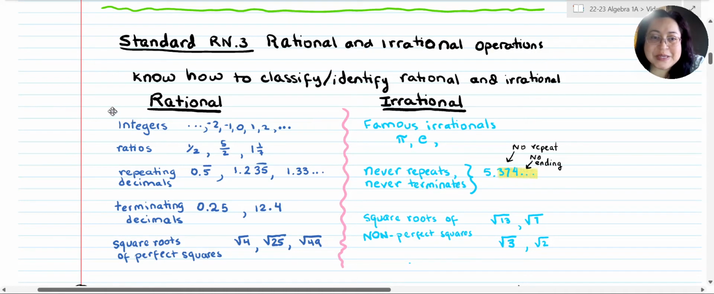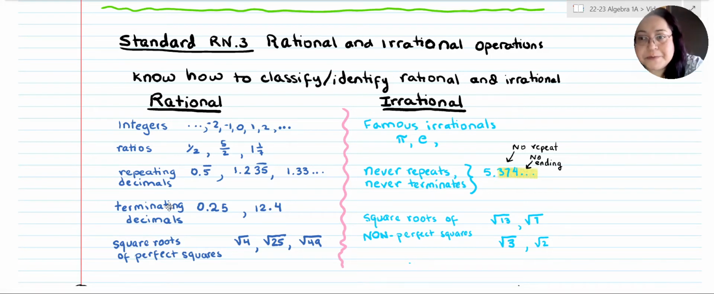Rational, irrational. First of all, you need to be able to identify whether you have a rational or irrational number, and that means you have to be able to sort your real numbers like this. So your integers, negative, 0, 1, ratios, fractions, repeating decimals, terminating decimals, and the square roots of perfect squares. All of that is going to be rational.